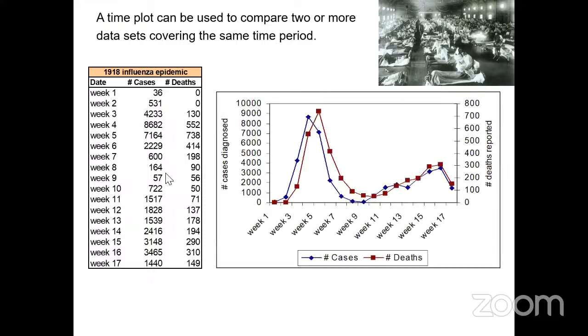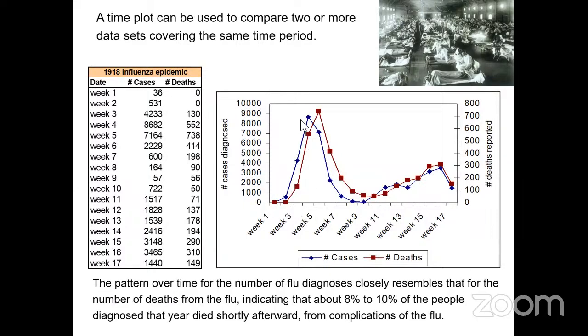A simple time plot can also be presented for the influenza epidemic of 1918. The data is recorded week-wise: how many cases there are in the weeks, and then how many deaths there are in the weeks. You could see, surprisingly, that both the plots go along. Over time, the number of flu diagnoses closely resembles the number of deaths from the flu, and this may further tell you that approximately 8 to 10% of the people diagnosed died shortly afterwards from complications of the flu.